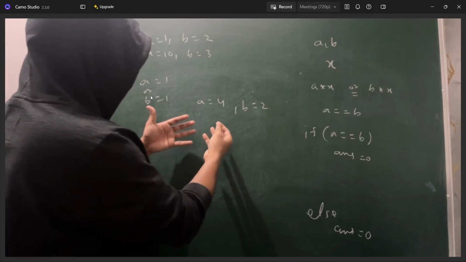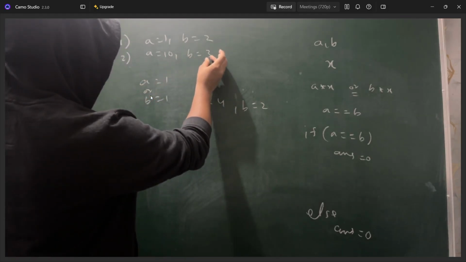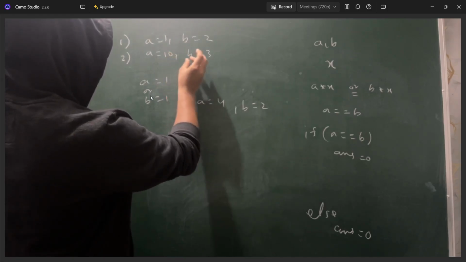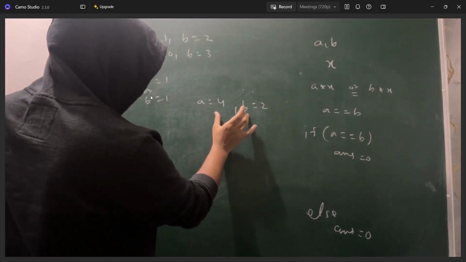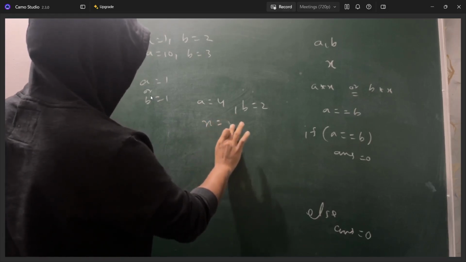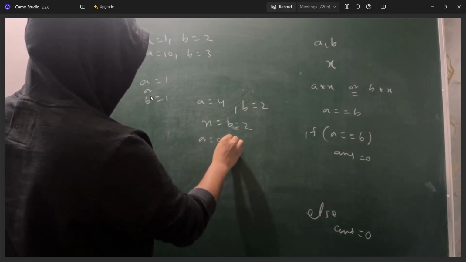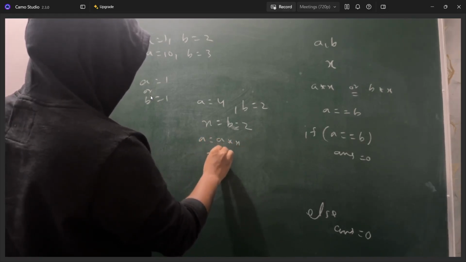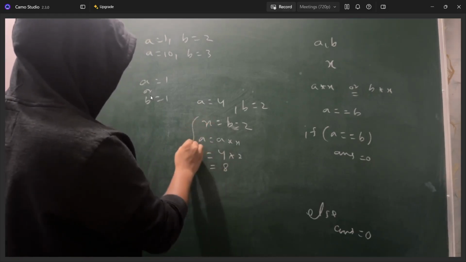Like in the previous case I showed for 10 and 3, you were taking 3 and multiplying a with 3, you were taking 10 and multiplying b with 10. So if you try to do that here, now you take x equal to 2, which is b, and you do a equal to a into x. What is a? A is 4, x is 2, so you are getting 8. One operation you have done.